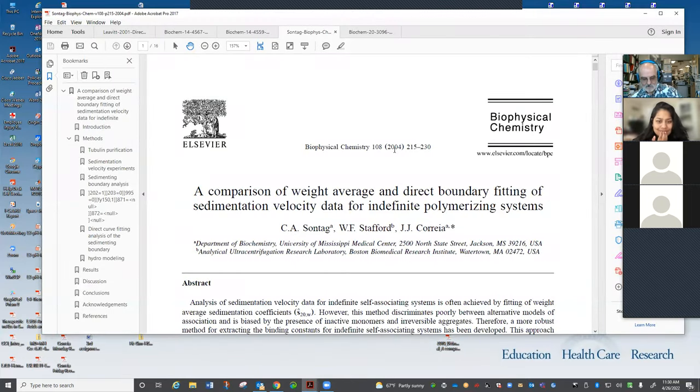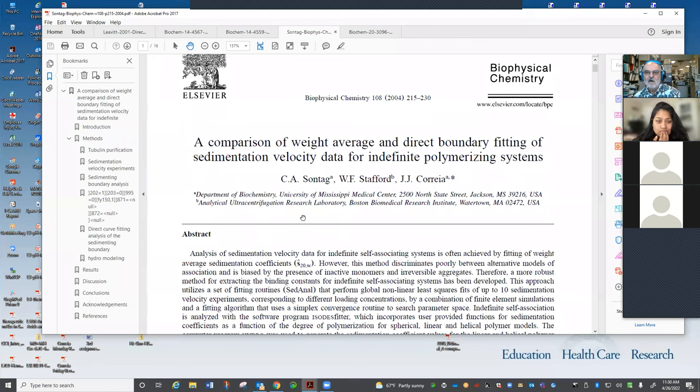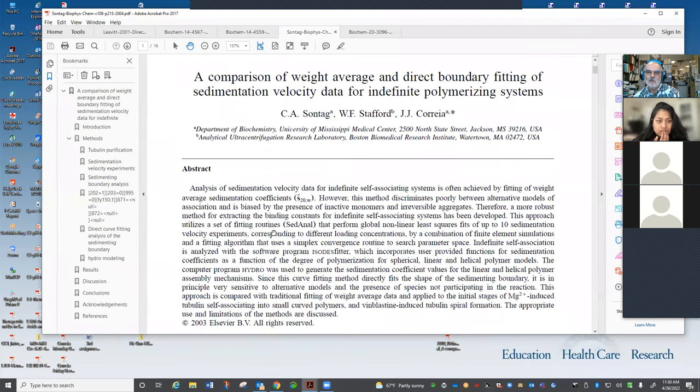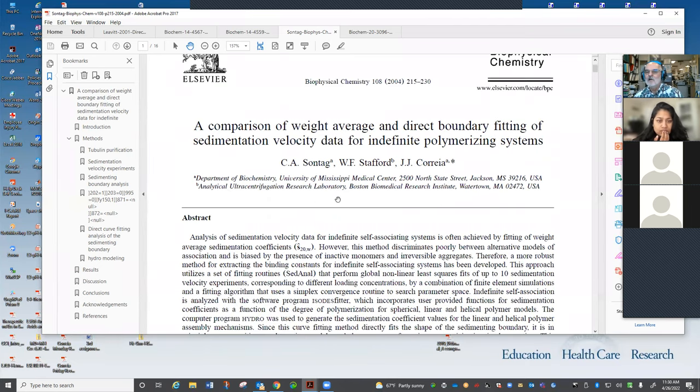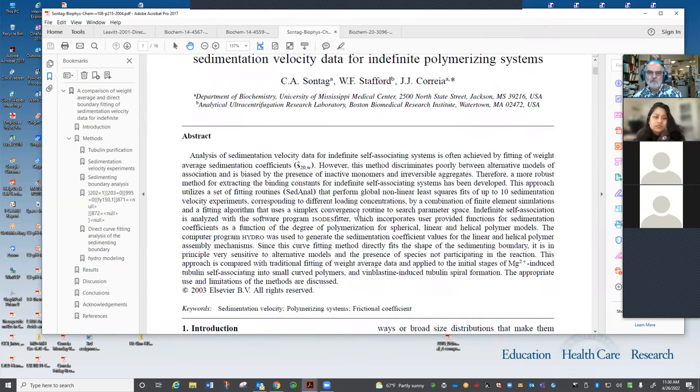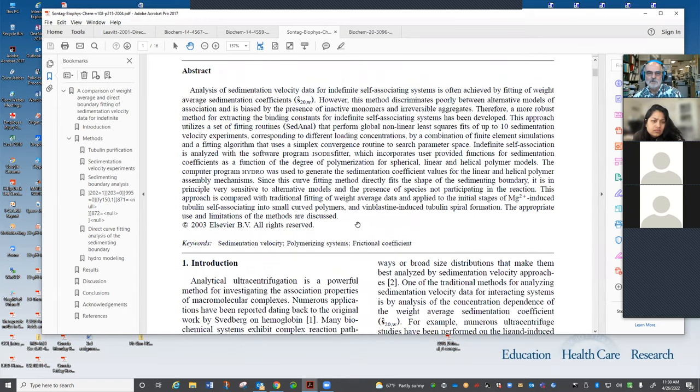in the 2000s, so this is 30 years later, my student, Chris Sontag, and I were working on a number of different things, but one of the things that we kept running into was that we were constantly fitting data by fitting this weight average thing. And we wanted to do more than that. We wanted to fit the entire shape of the boundary. And at that point, there were techniques out there that allowed us to fit the entire shape of the boundary.